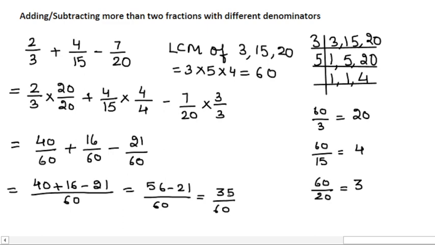This is not the answer because one more thing needs to be done. What you need to check here is if you can still simplify or reduce this fraction to its lowest terms. I can see that both of these can still be divisible by 5. So when I divide these two by 5, I get 5 times 7 is 35, 5 ones are 5, 5 twos are 10, so 5 times 12 is 60. Now 7 by 12 is my final answer.